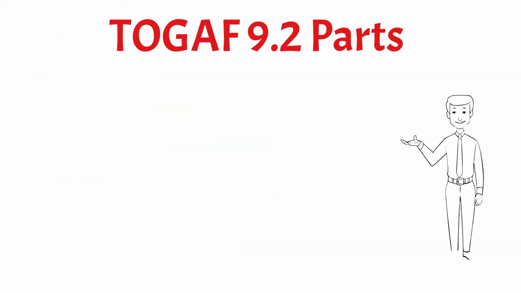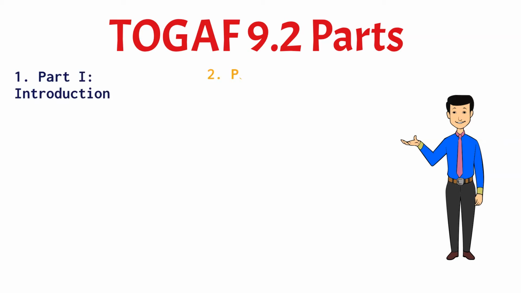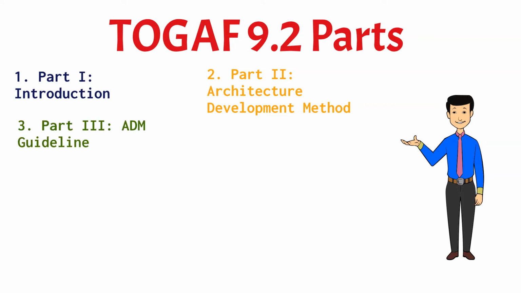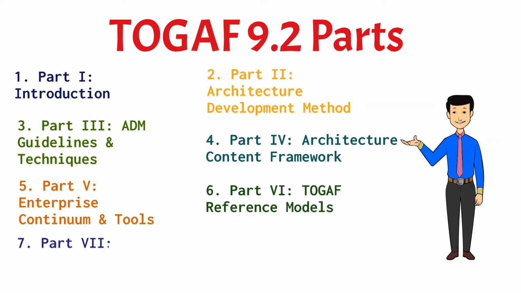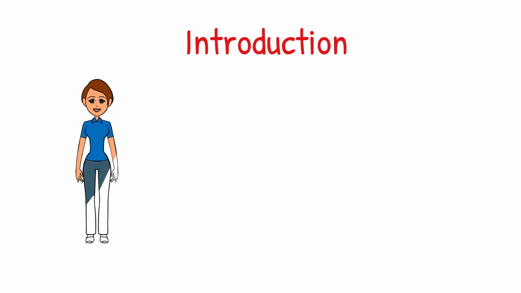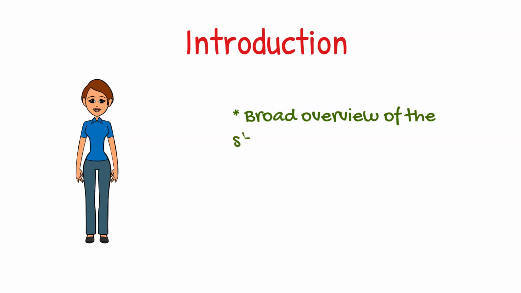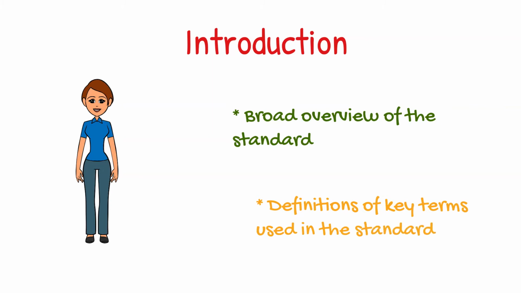The TOGAF standard consists of 7 parts: the introduction, the architecture development method, or the ADM, which is a fundamental part, the ADM guidelines and techniques, the architecture content framework, the enterprise continuum and tools, the TOGAF reference models, and the architecture capability framework. The introduction part of TOGAF deals with a broad overview of the standard, and in this part, key terms that are used in the standard are defined.